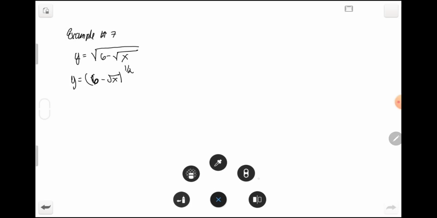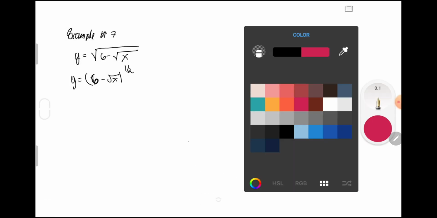This is our example number 7, when we have y is equal to the square root of 6 minus the square root of x. So, note how we will solve this? Power rule lang yan. So, we'll have y is equal to (6 minus square root of x) raised to 1 half. Okay, parehas lang yan. So, using our power rule, we will have a value.